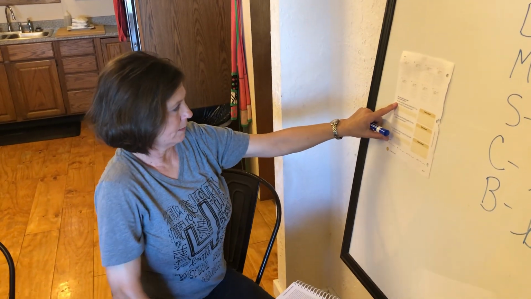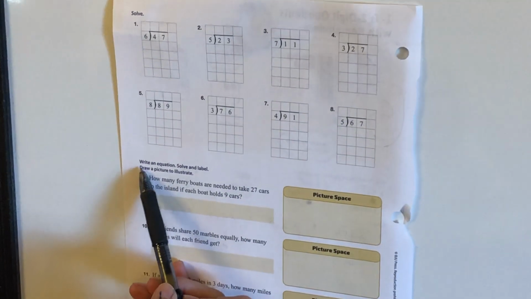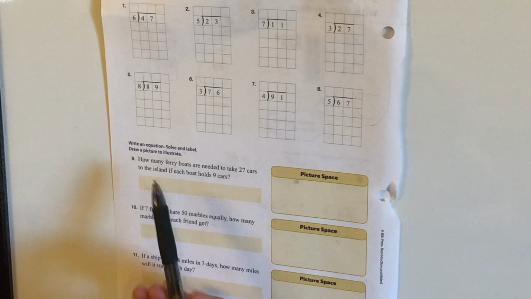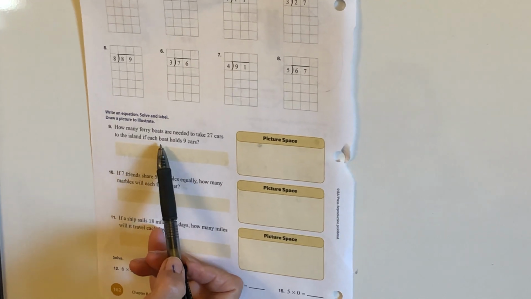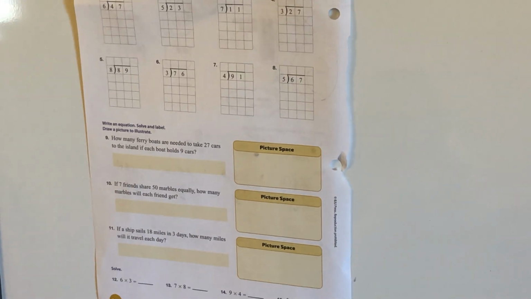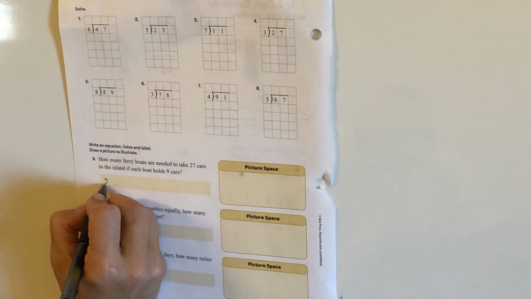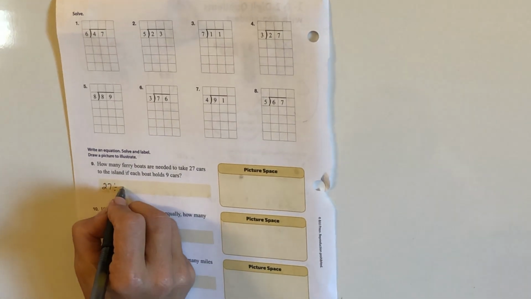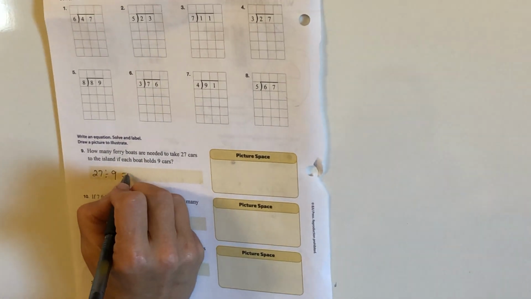But what I want to do is go down to number 9 and do this one together, just so you know. Read the instructions. Write an equation, solve and label. Draw a picture to illustrate. So, how many ferry boats are needed to take 27 cars to the island if each boat holds 9 cars? So, we're trying to figure out how many ferry boats. So, how many cars do we have? 27. Each one holds 9. 27 divided by 9 is 3.